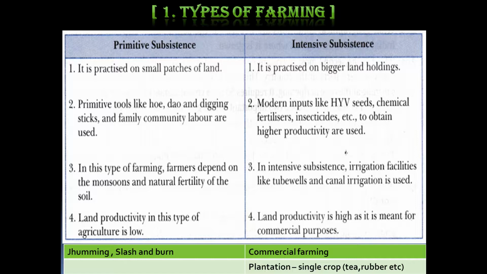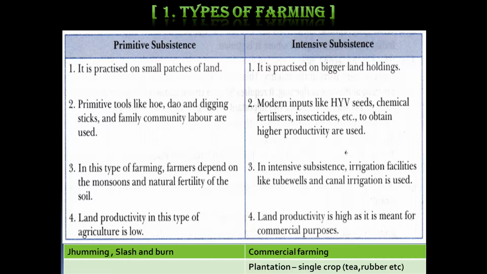If rain doesn't come, or if there is a problem with the monsoon, then what will be the second alternative? There is no second alternative. There is also no regular checkup of soil. Whatever soil they have got, they will use that for their agriculture. Land productivity in this type of agriculture is very low.